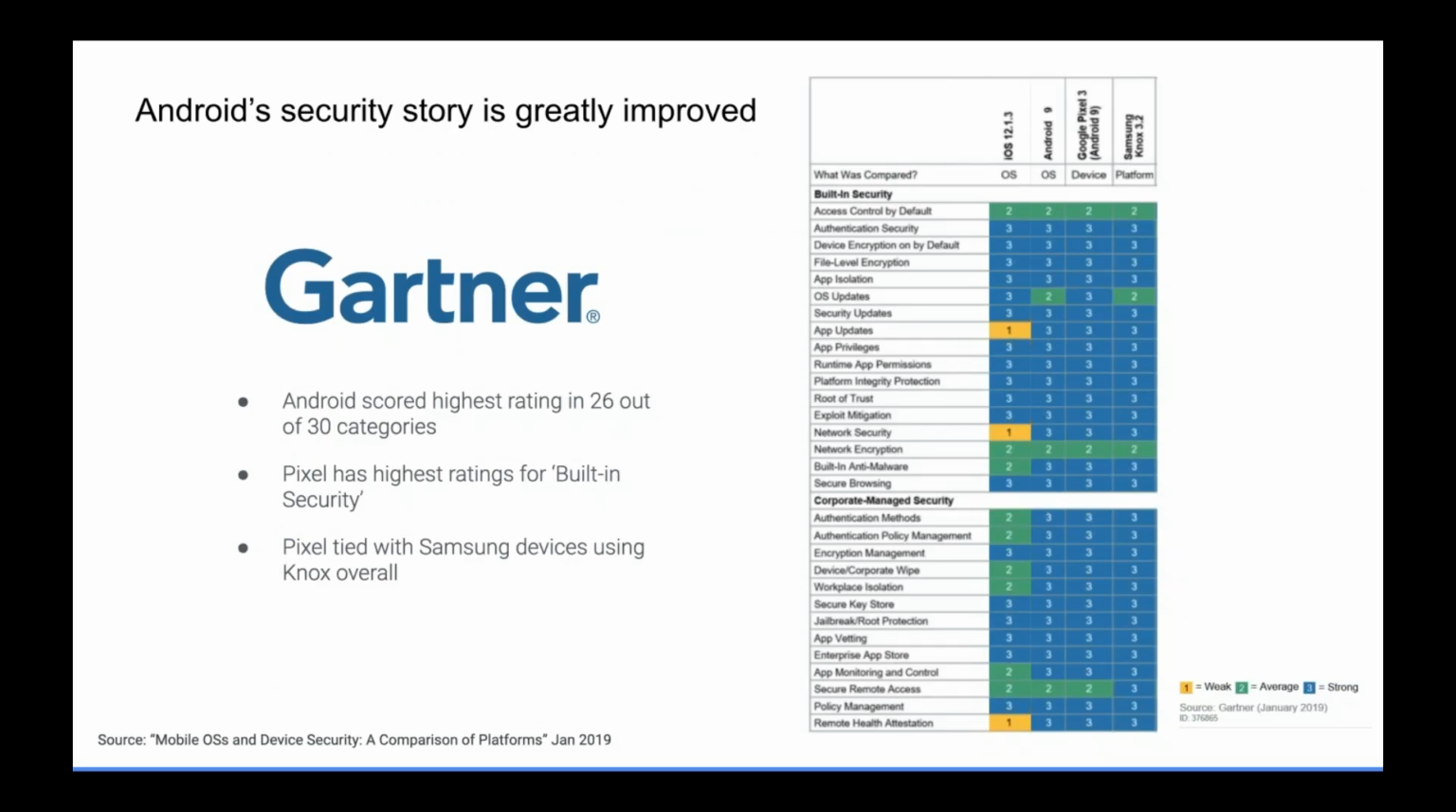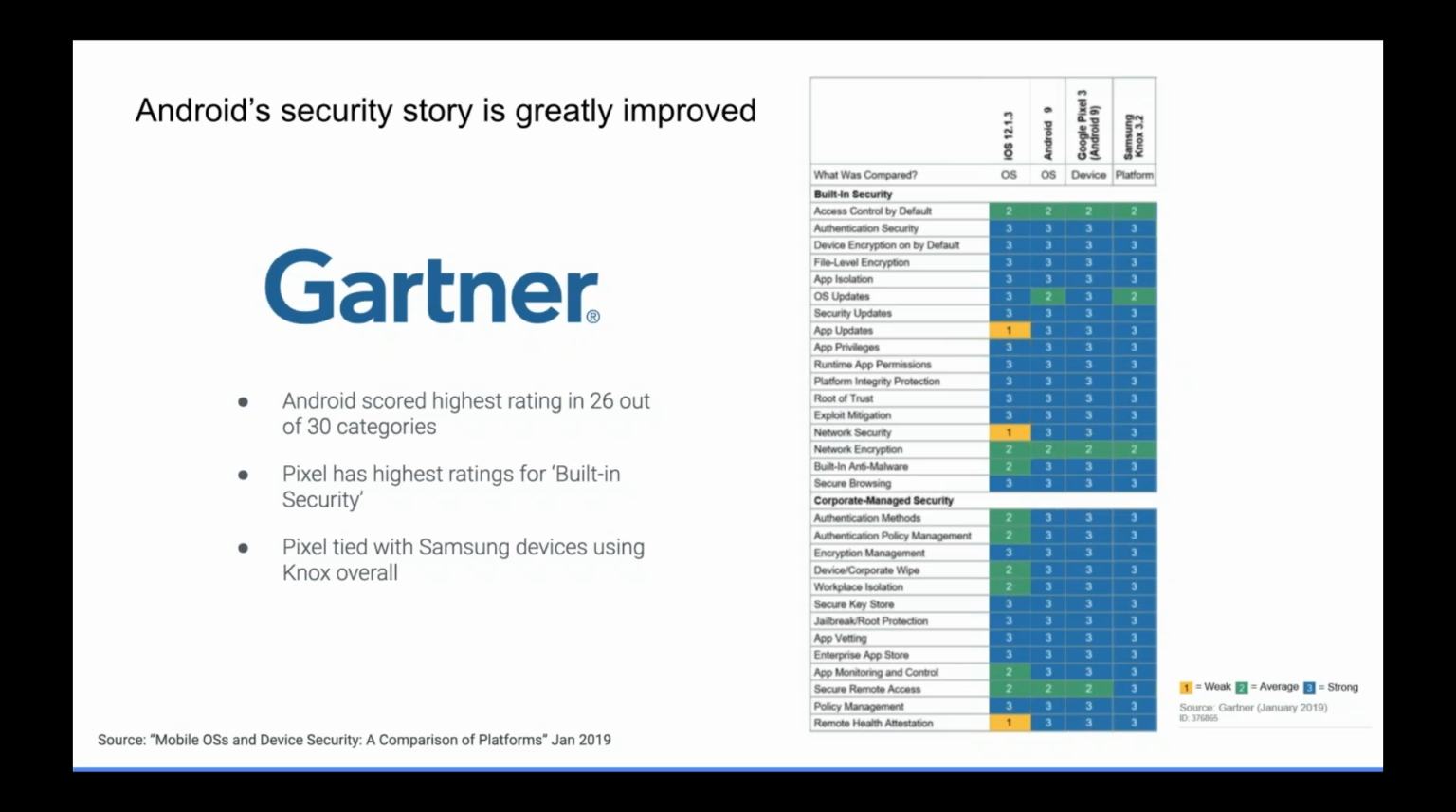I like to show this just because, and this was pulled from a video we did with Gartner last year, and the latest report has actually been updated and shows very similar results. But it's all well and good for Google to say that, hey, Android is secure, but I think that we're starting to see, and we have been seeing actually, the same verification from the ecosystem. So in last year's Gartner report, Android scored the highest rating in 26 out of 30 categories.